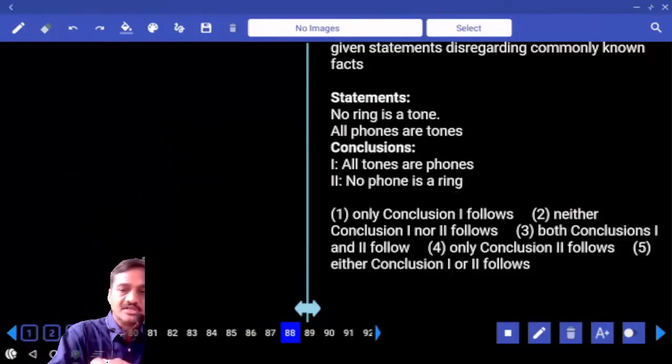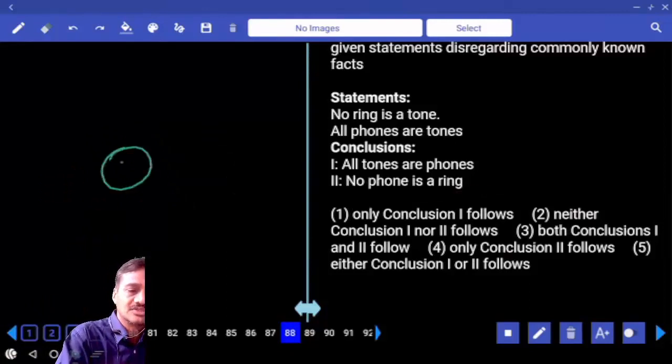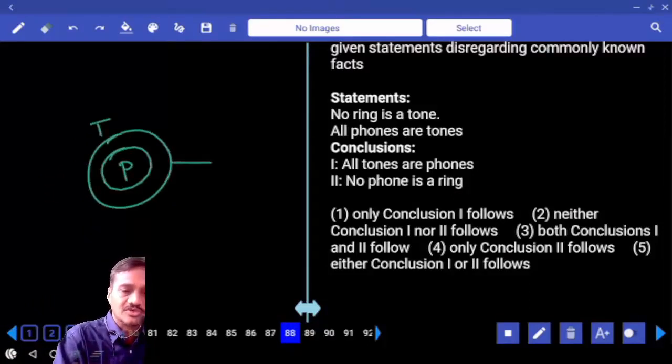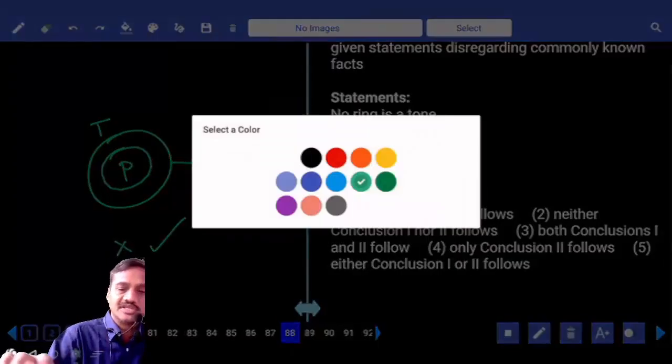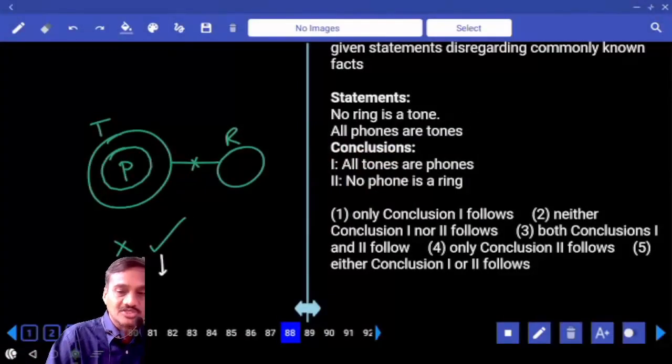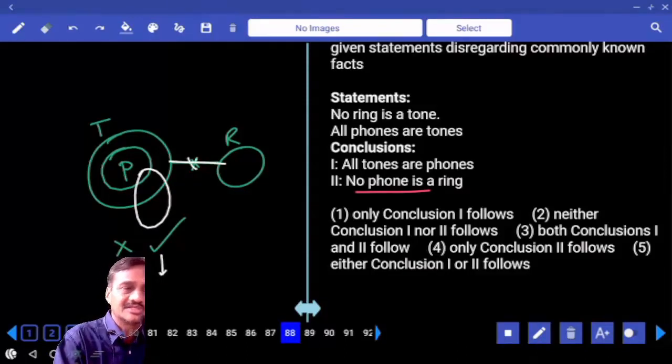And in this 88, all these phones are tones. Now these are the phones that are tones. And no ring is a tone, no intersection between ring and a tone. And first one, all tones are phones is false. No phone is a ring is definitely true. As no phone is a ring is definitely true, to make this one false, then we need to write some phones are rings. Is that possible? No, not possible, isn't it? Because these two cannot be intersected at all.